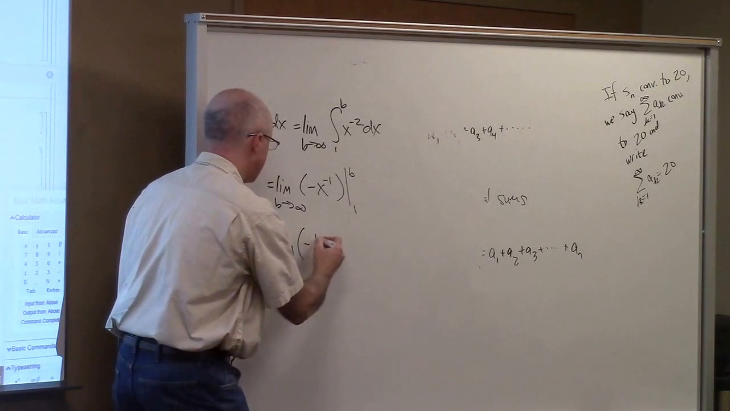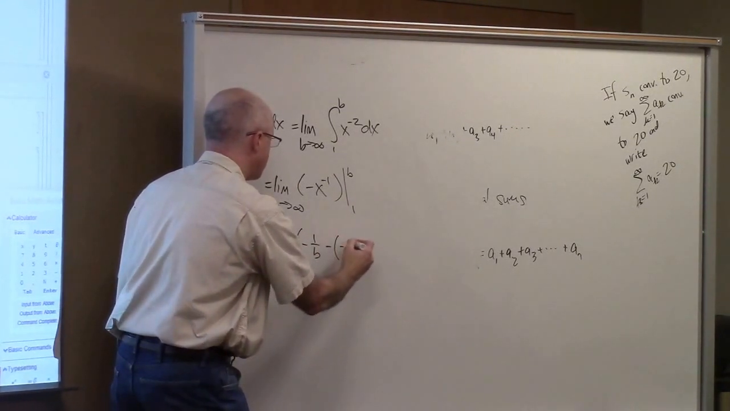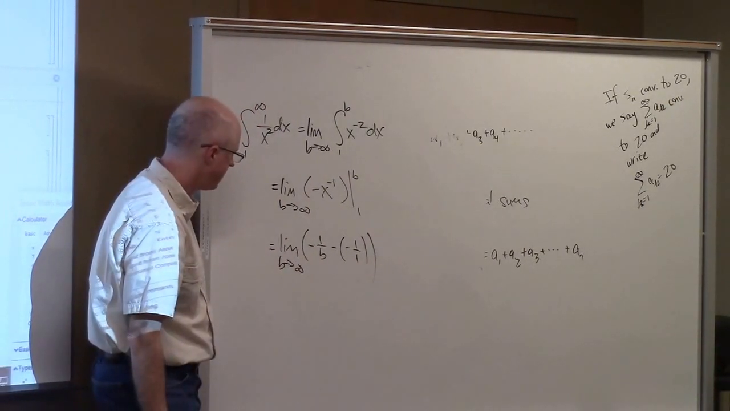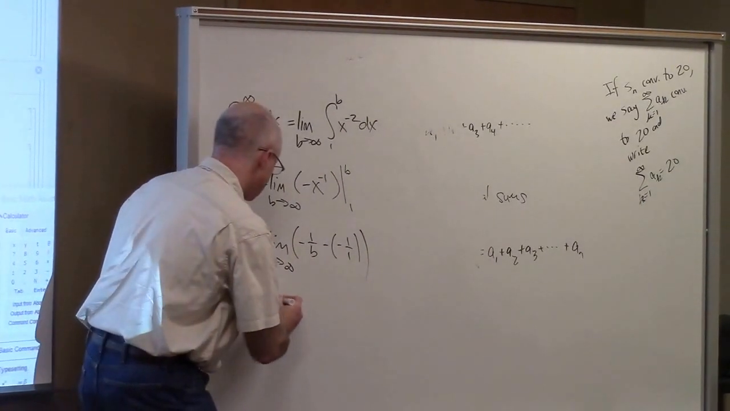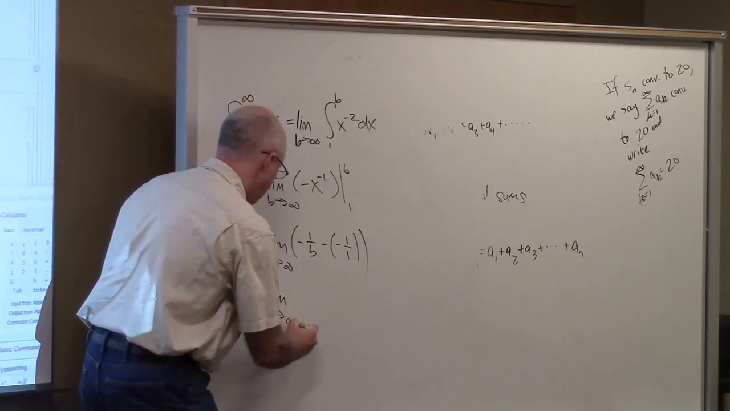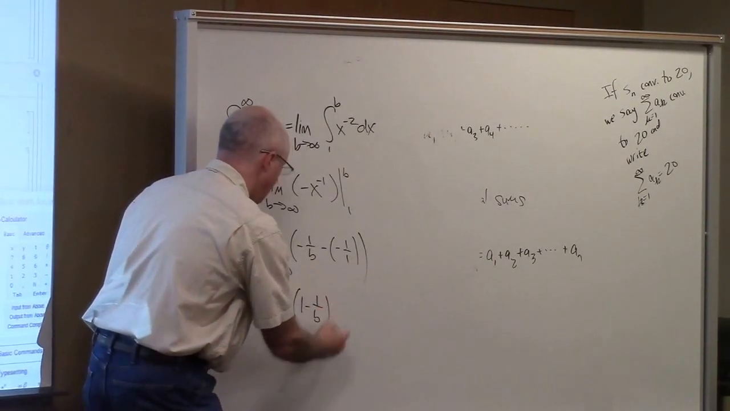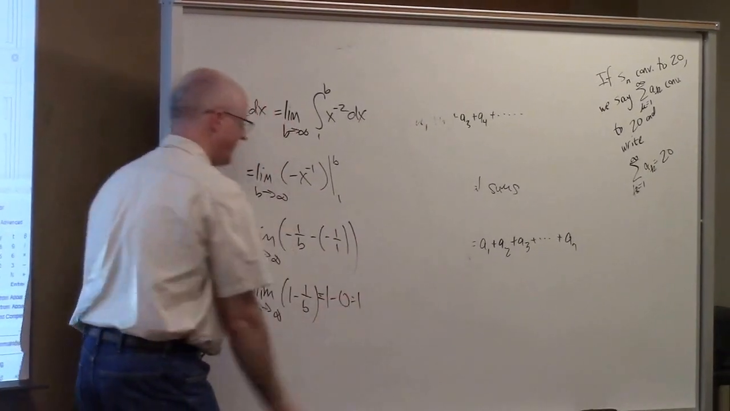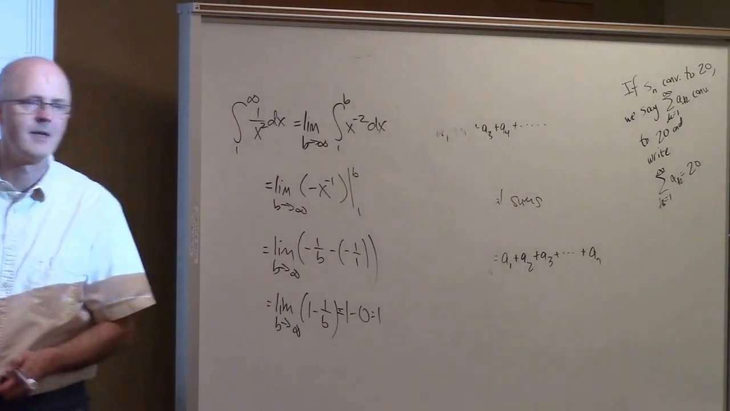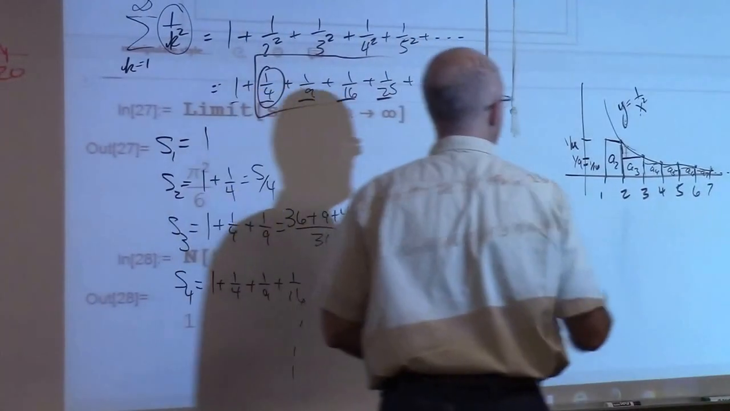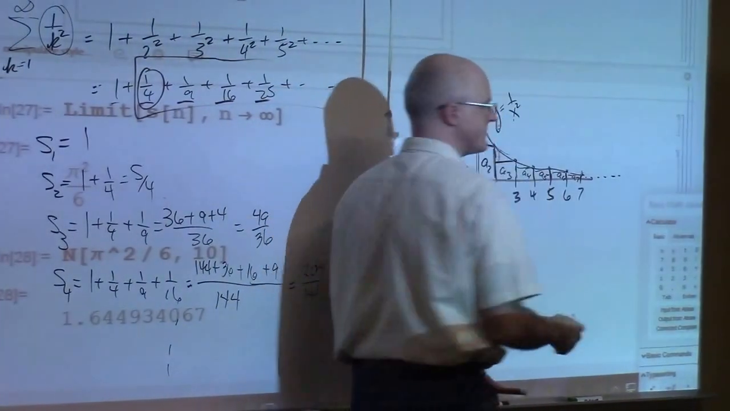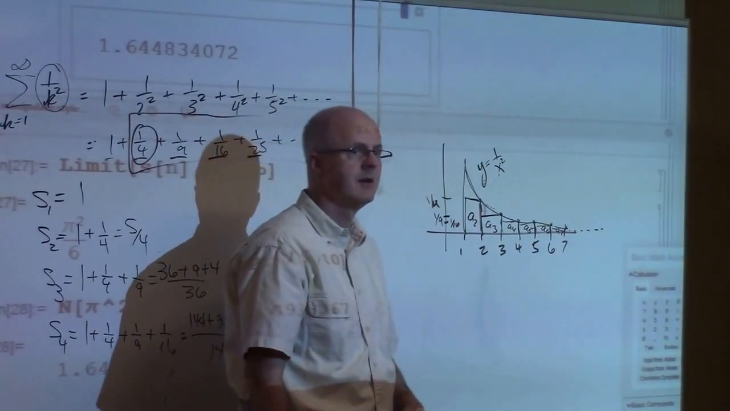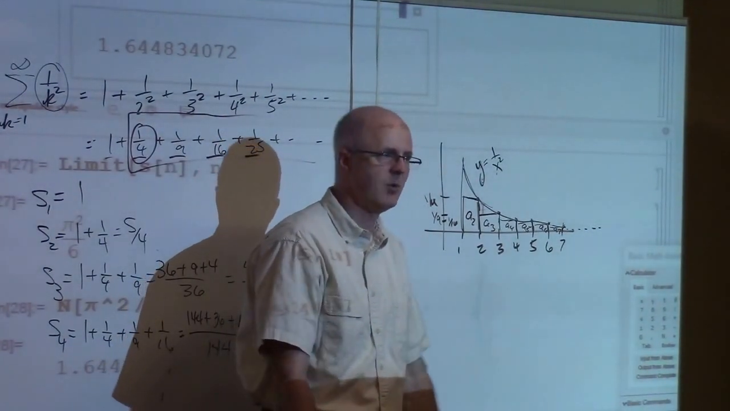Now plug in b. You get negative 1 over b. And subtract what you get when you plug in 1, excuse me. Careful about minus signs here. This is the limit as b goes to infinity of 1 minus 1 over b. 1 over b does go to 0. This limit is 1 minus 0, which is 1. Therefore, the area under this curve, this black curve here, is finite. It's 1. Therefore, the sum of the areas of all the rectangles must be finite as well, and in fact, less than 1.